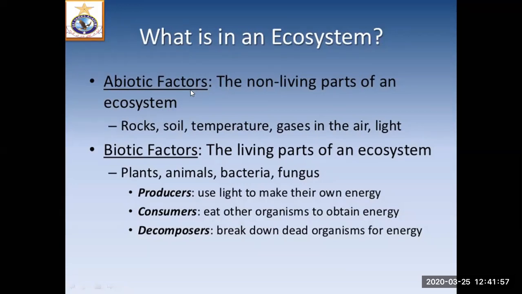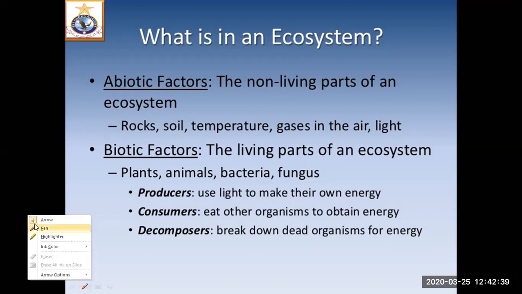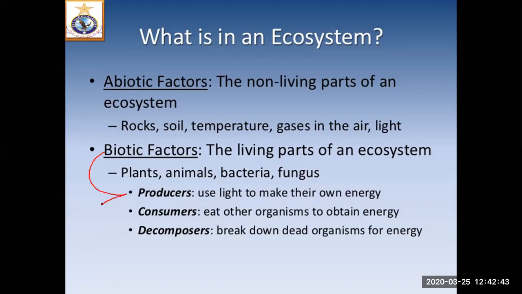So when we are talking about the ecosystem, it consists of two factors. That is the abiotic factors, the non-living parts of an ecosystem: rocks, as we have seen in the photographs, soil, temperature, gases in the air and light that is coming from the sun. So these are the abiotic factors of an ecosystem. Then the biotic factors, the living parts of an ecosystem: plants, animals, bacteria, fungus. Now biotic contains three main types. Here you can see that the biotic system is the combination of this, this and this, because these are the major three components of the biotic factors of an ecosystem.